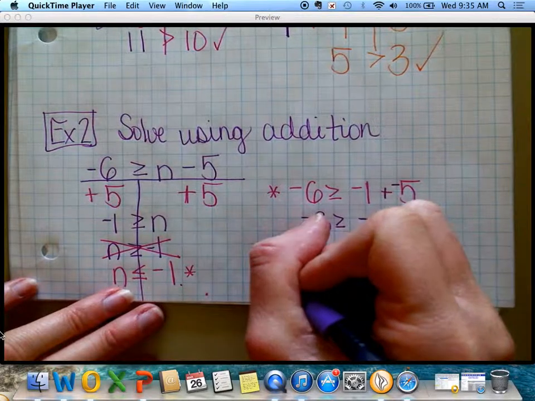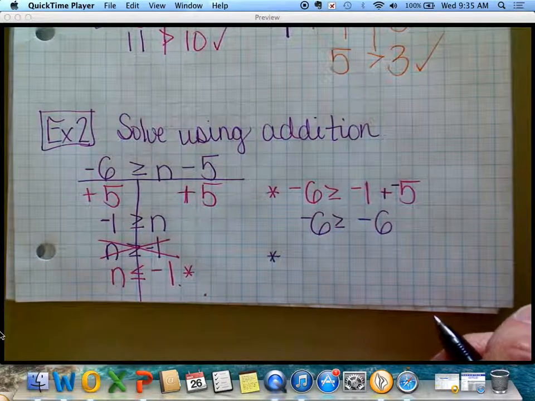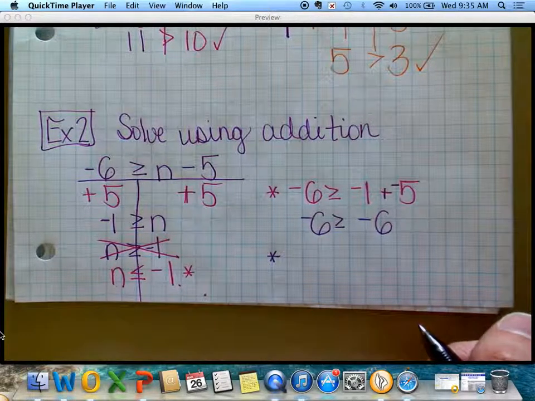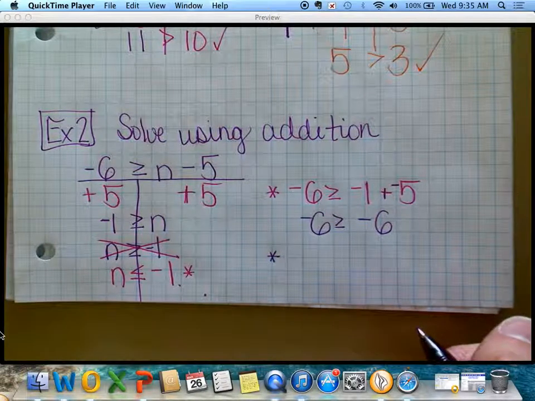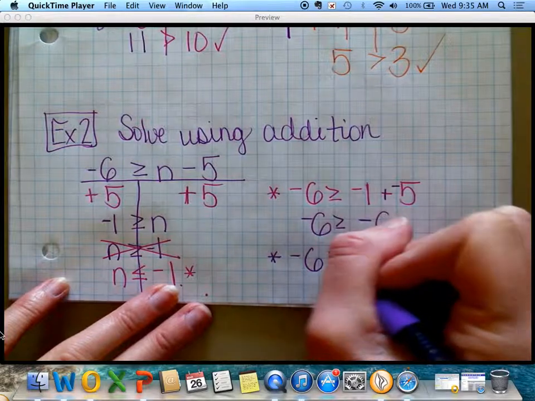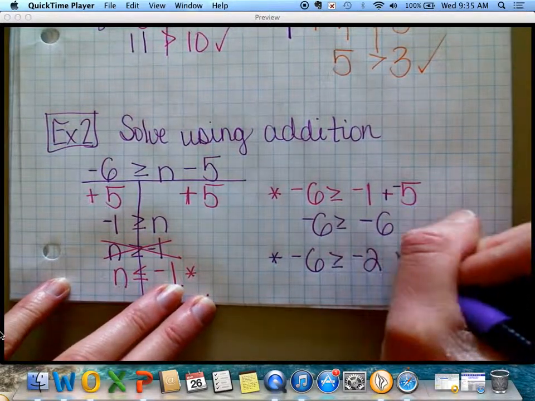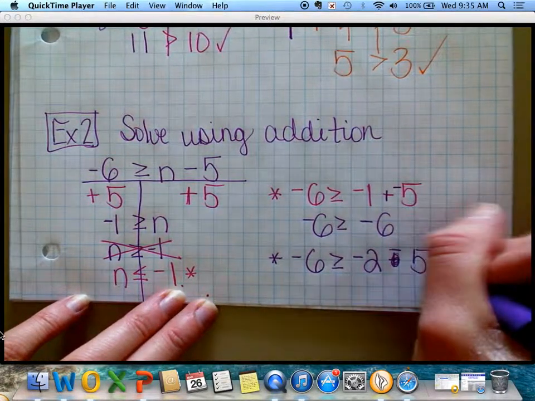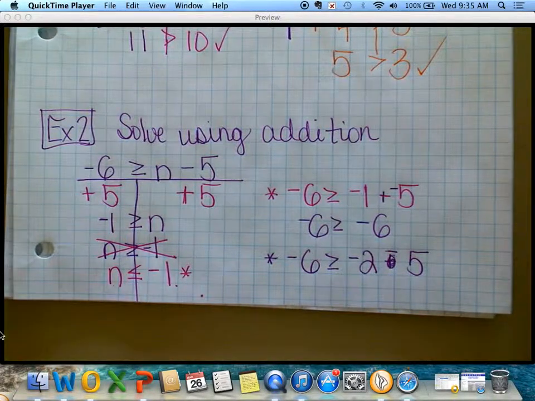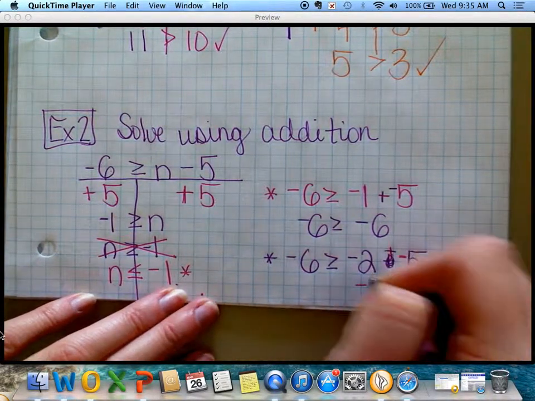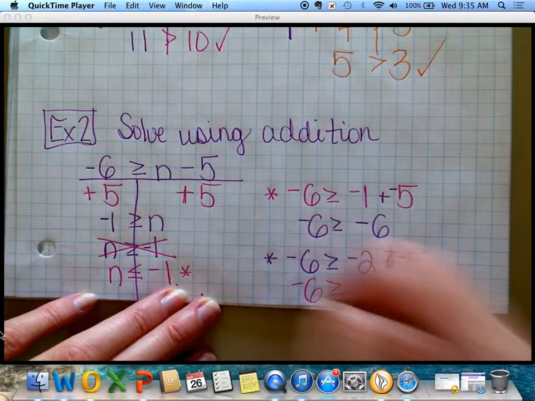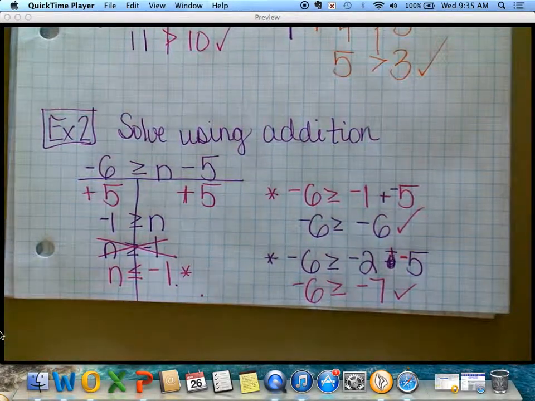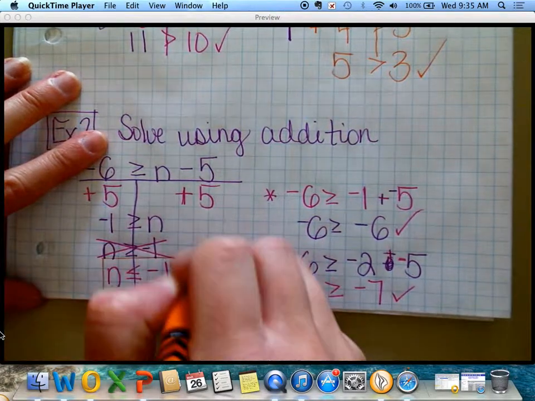For the second one, we need a number that is less than or equal to negative 1. So what is less than negative 1? Because we checked equal to, we need to check less than. Negative 2. So negative 6 is greater than or equal to negative 2 minus 5. Two-line rule. Add the opposite. You get negative 7. Is negative 6 greater than or equal to negative 7? Yeah. So in both cases, this checks, and our solution is correct.